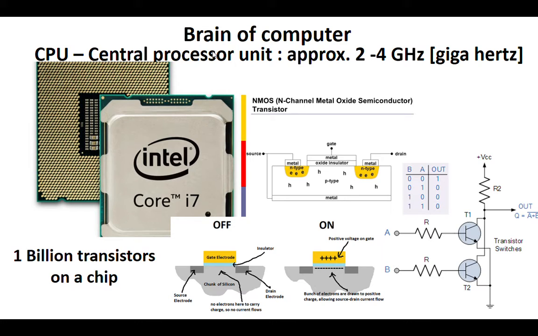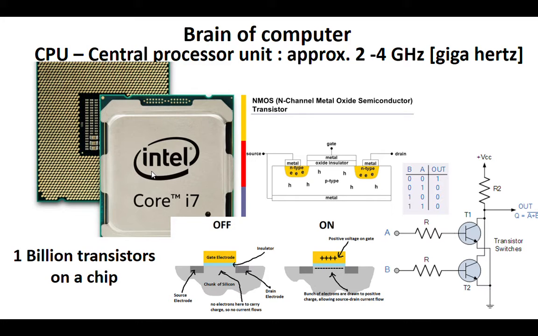Okay, so the brain of the computer is, well, I'd say brain, but that's hard. It depends on how you think about it, but it's at least doing the calculations, right? The central processing unit is your CPU. They talk about approximately 2 to 4 gigahertz, meaning how many cycles per second. How many gigahertz is your CPU? And there's approximately 1 billion transistors on a chip. So this tiny thing has 1 billion transistors.